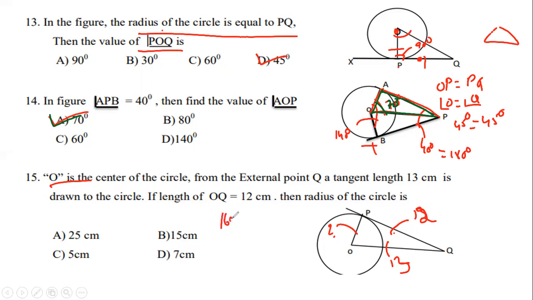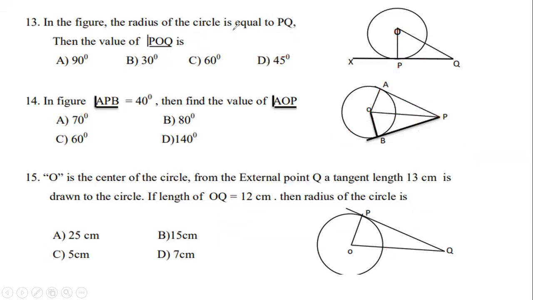13 13s are 169 equals OP square plus 12 12s are 144. 169 minus 144 equals OP square. 25 equals OP square. OP equals root 25 equals 5 centimeter. So which option is right? Option C is correct. Next, go for the next sum.